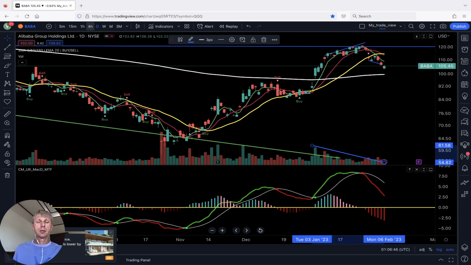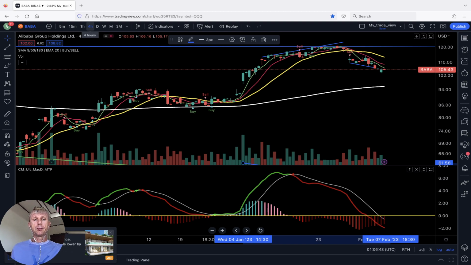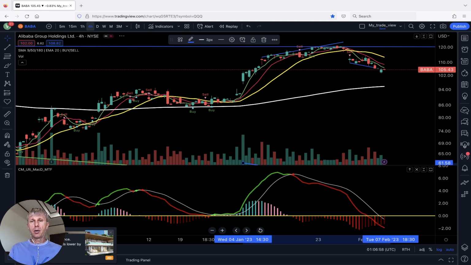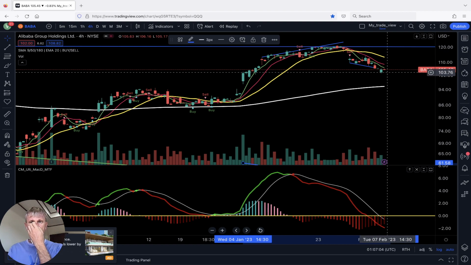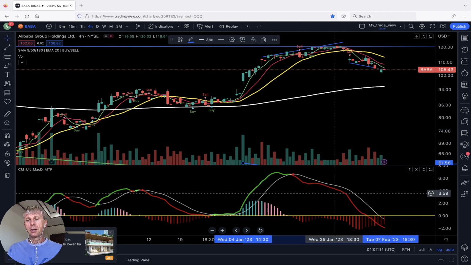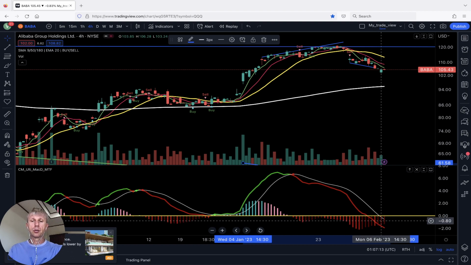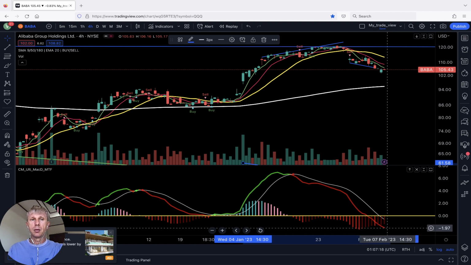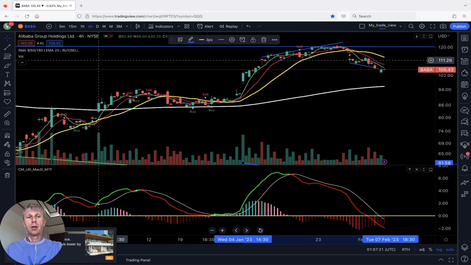Let's check on 4 hours. 4 hours for Baba. So 4 hours in the same mode. Sell signal, last bar close below MA5, 10 and 20. And MACD red, I'm sorry, MACD red, and it did bearish crossover below zero line. It's in a bearish zone now. On 4 hours time frame, also bearish.